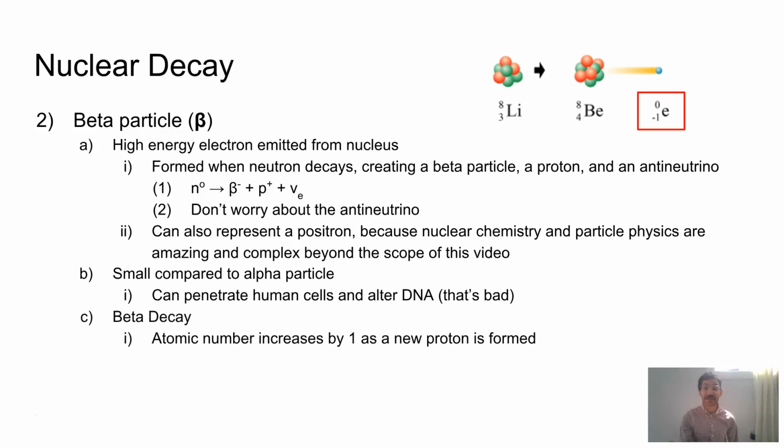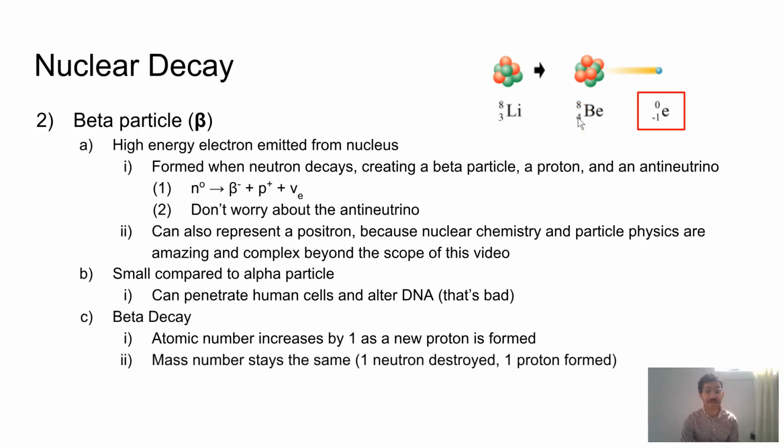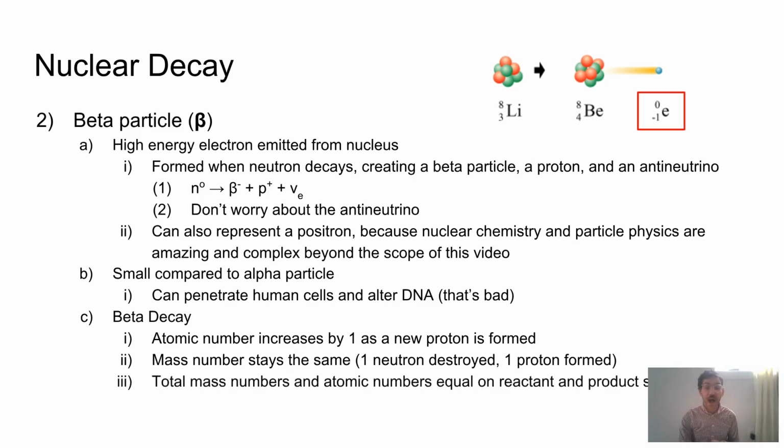So beta decay, as I've said, our atomic number is going to be increased by 1 because a new proton is being formed. And so the mass number, as I said, is going to be staying the same because one neutron is being destroyed, but a proton, which has about the same mass, is left behind in its wake.